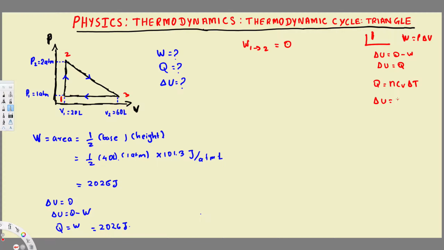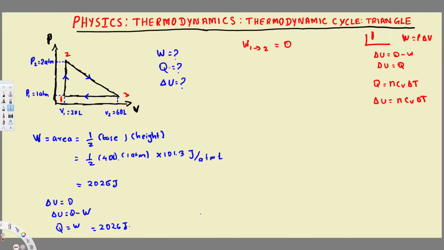Delta U is equal to nCvΔT. But Q changes according to the situation. If it's an isobaric process, for example, if it's constant pressure, we have to use nCpΔT to find the Q in that case. But for delta U, it's always nCvΔT. It doesn't matter if it's isochoric, isobaric, or anything. It's always going to be nCvΔT, right?